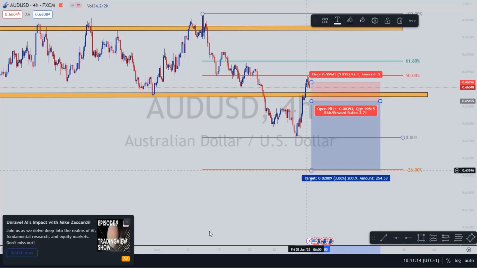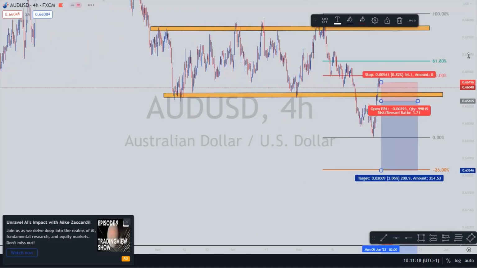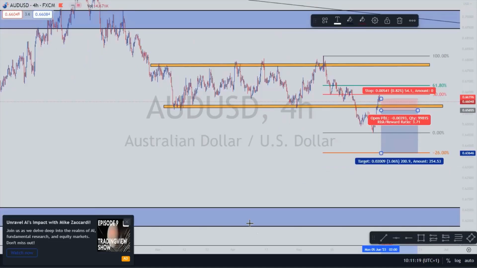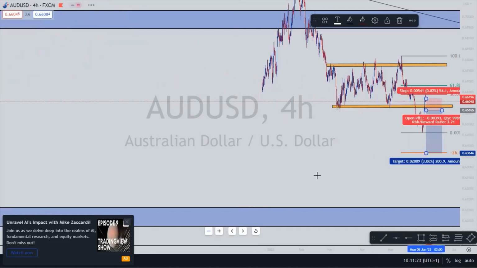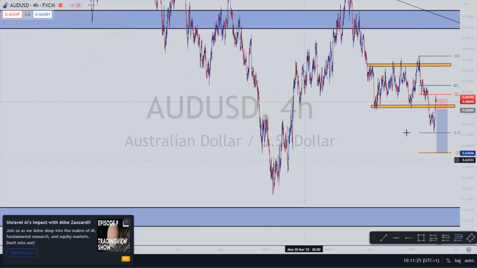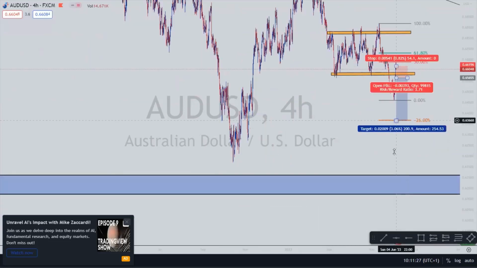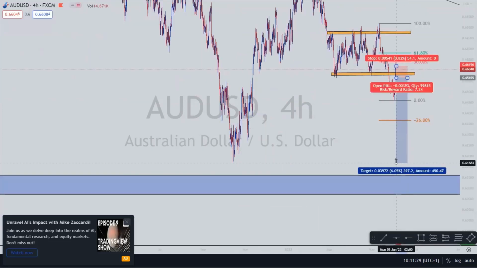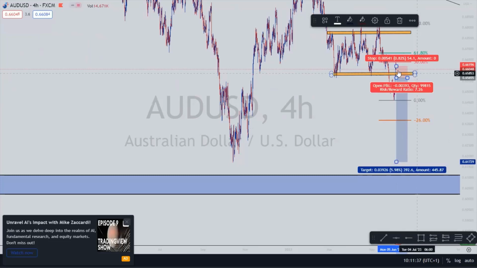This is actually a long-term trade. This is just for minor purpose. But if you look left, this is the overall target. This is the overall level we're targeting, so around 300 pips. That's if you want to be more conservative. Wait for a daily candle to close below this range, then you can get in.